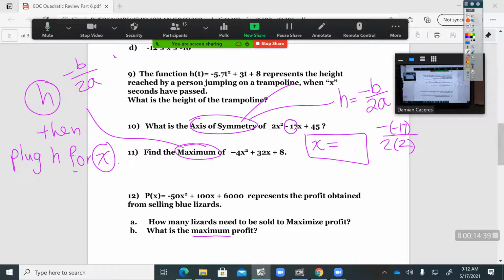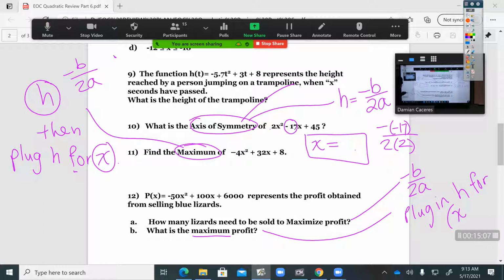So over here, the amount of lizards sold is the x value. So if they're asking for the axis of symmetry, it's actually the amount of lizards sold to reach the maximum profit. So for example, to answer part A, all you do is negative b over 2 times a. To solve part B, you do the same thing we did over there: plug in h for x and solve or simplify.